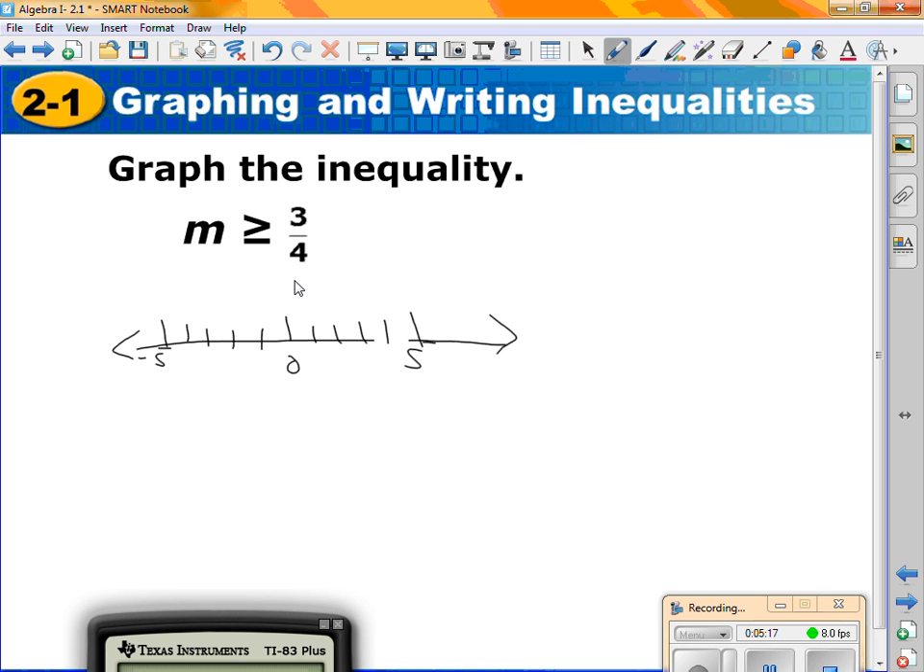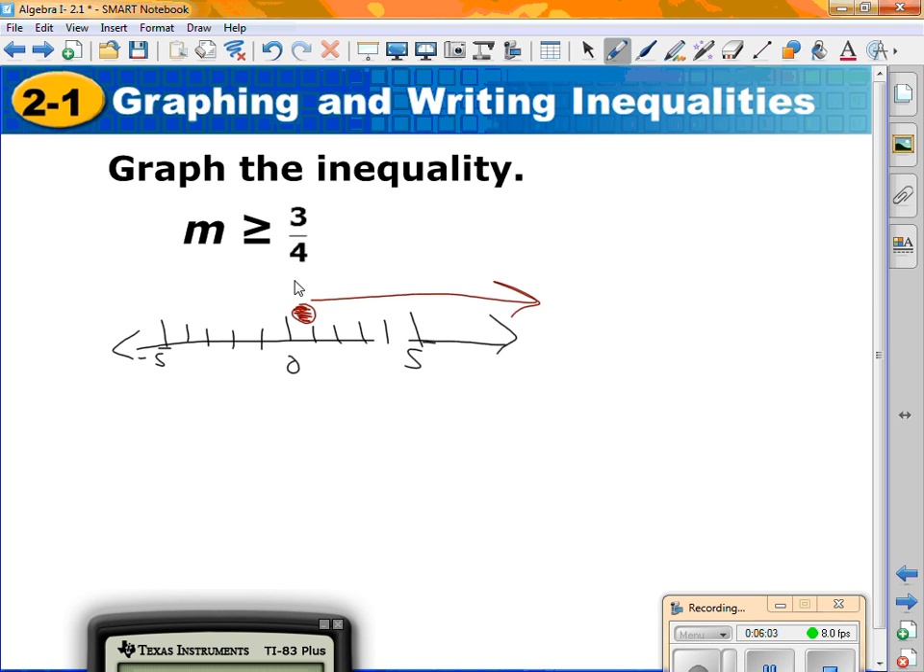Where does 3/4 fall? In between 0 and 1. So in between 0 and 1, I'm going to put a circle. Is that circle going to be shaded in or left open? Why is it going to be shaded in? This line underneath means it needs to be shaded in. So I'm going to shade this in. Now, greater than. Are the numbers greater than to the right or to the left? To the right. That's graphing it. Done.